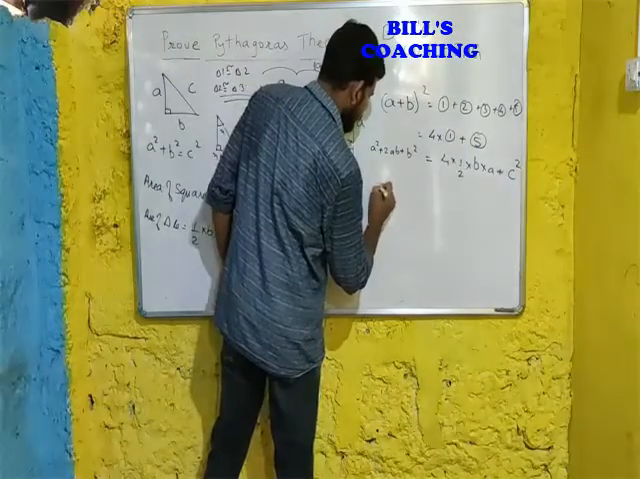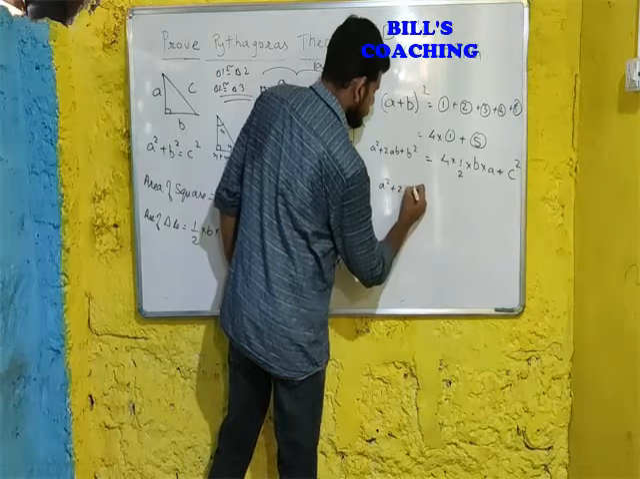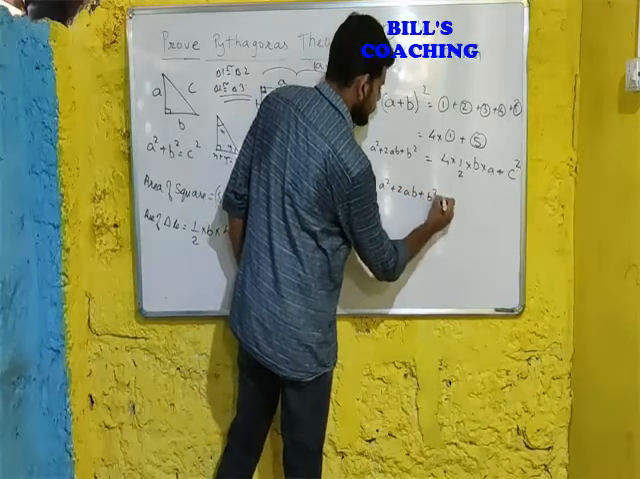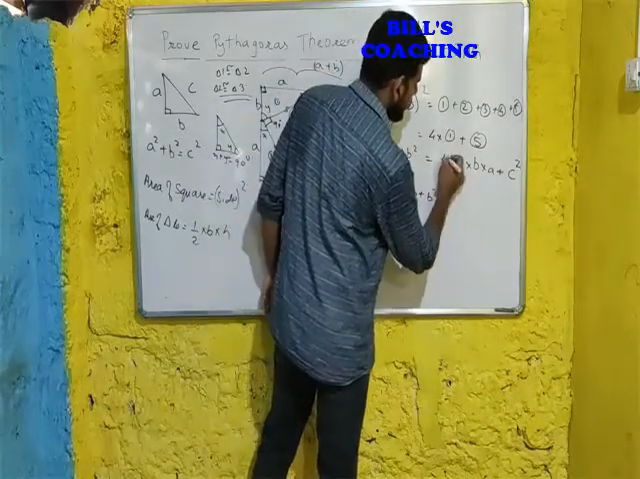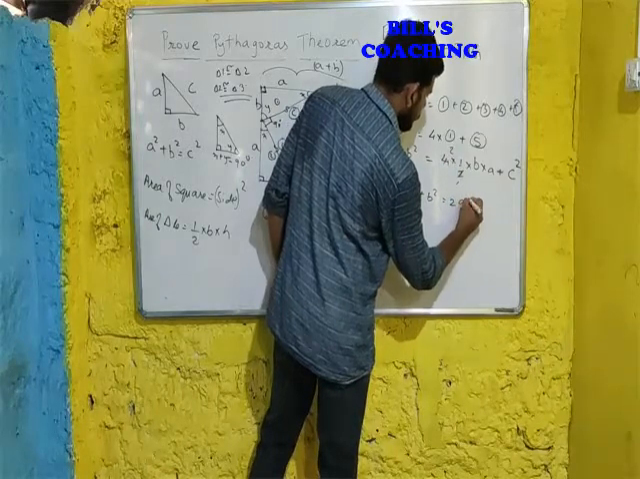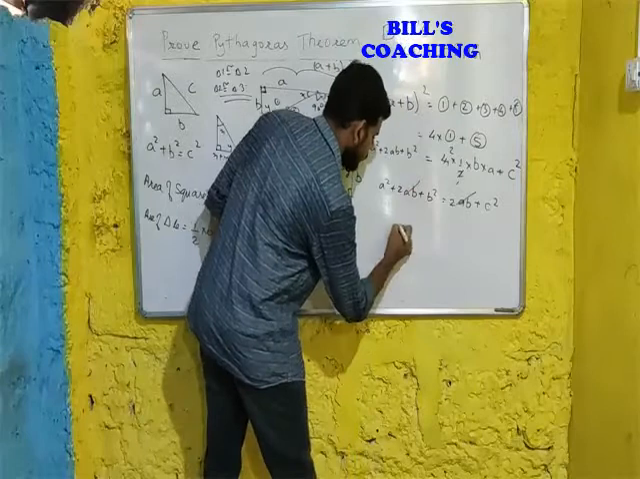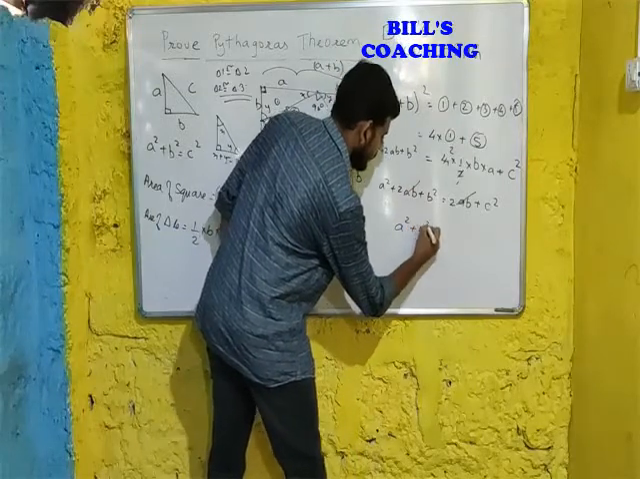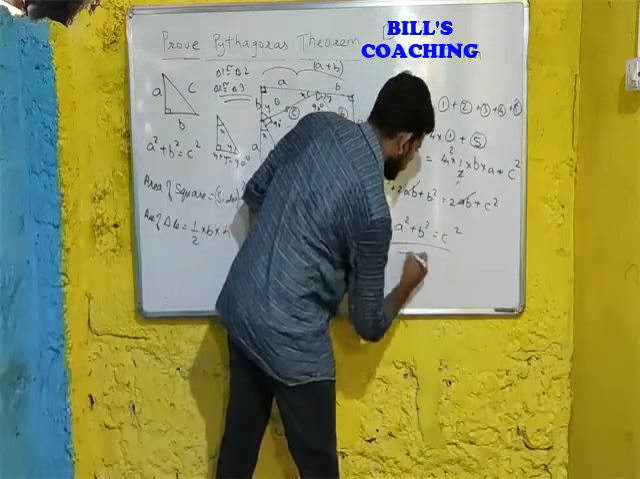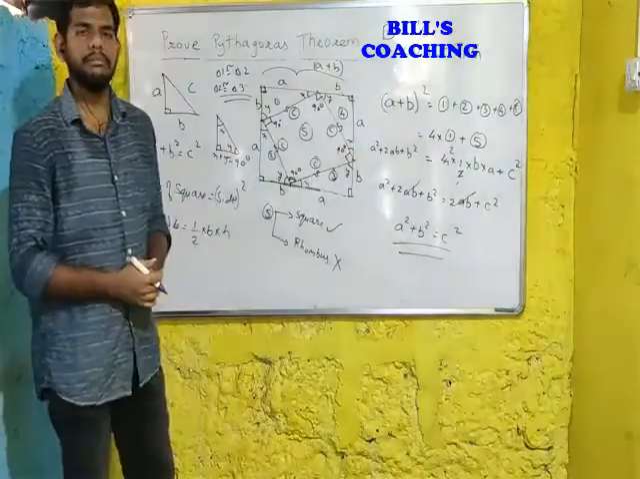Simple thing. Now I'll just equate this. This becomes 2AB plus C square. This and this get cancelled, so what we get is A square plus B square is equal to C square, and this is Pythagoras theorem.